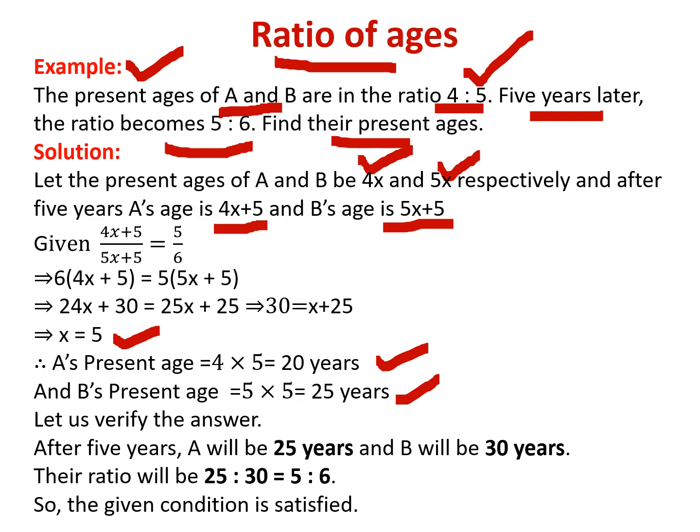Let us verify the answer. After 5 years, A will be 25 years and B will be 30 years. Therefore, the ratio will be 25 is to 30, which is equal to 5 is to 6. So, the given condition in the problem is satisfied.